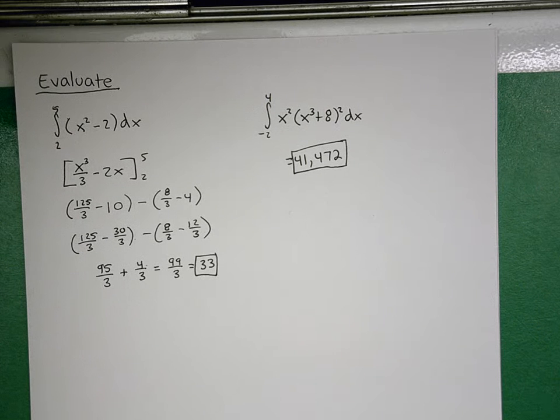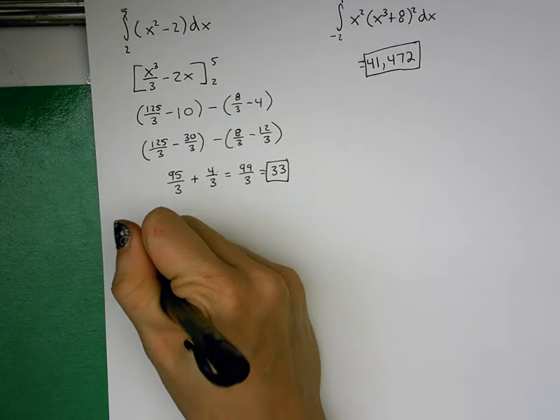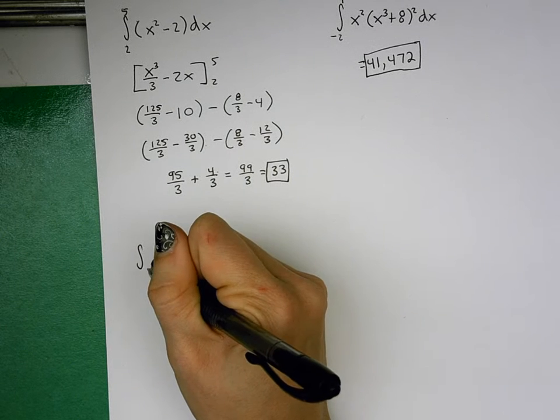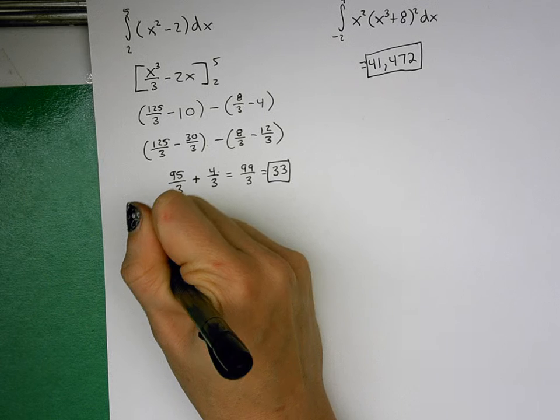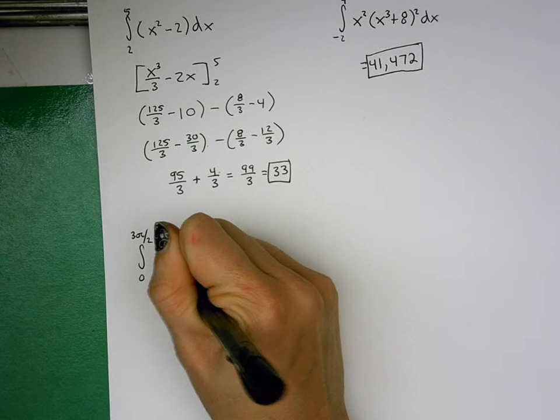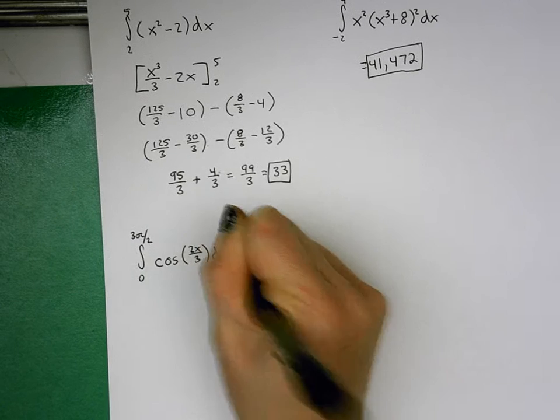Okay, let's go ahead and do another one that might be a non-calculator one. What if we did the integral from, let's do a trig, 0 to 3 pi over 2 of cosine 2x over 3 dx.